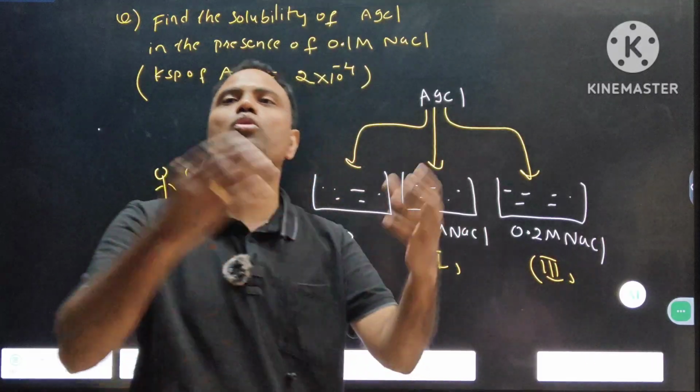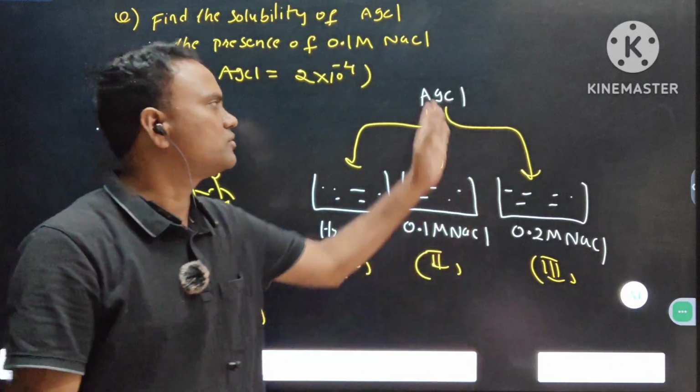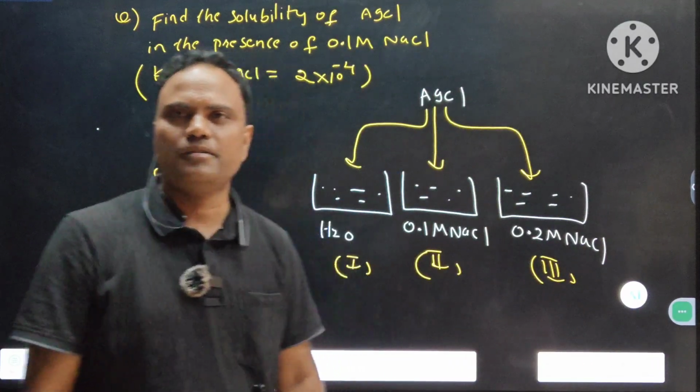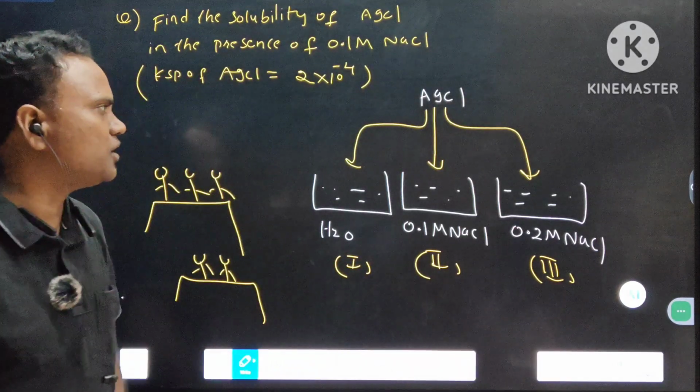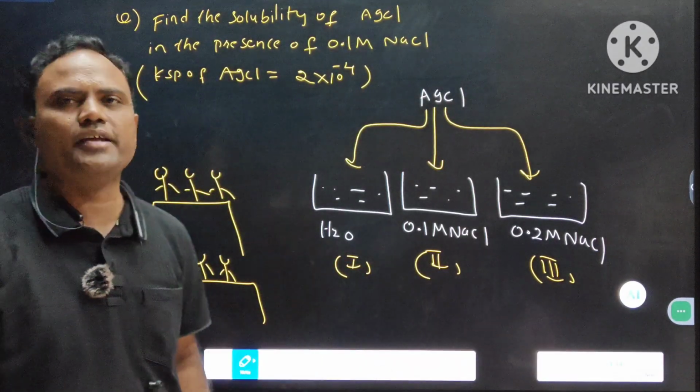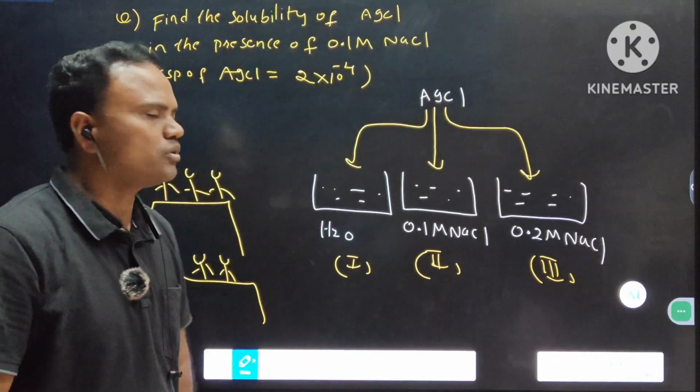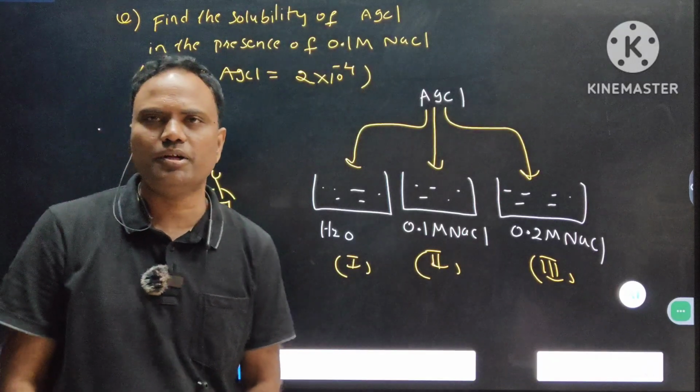0.2 molar means more chloride ions are there, so dissolution is less. Clear? This is also a very, very important theoretical question. The solubility of AgCl is more in plain water compared to the solution with a common ion.